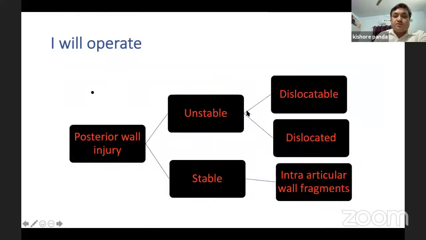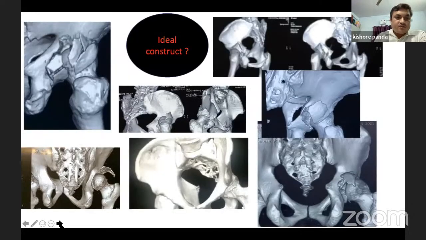So I will operate on any posterior injury which is unstable. Unstable means whether it is dislocatable or already dislocated. And in the stable fracture, I will operate only when there is an intra-articular fragment. So we can see the variety and range of posterior fractures, starting from the comminution to the isolated posterior fracture. But one thing is common: the displacement is toward the sciatic notch area or the sciatic buttress area.